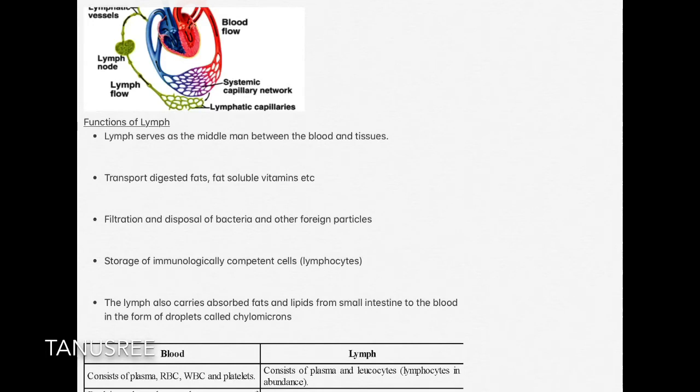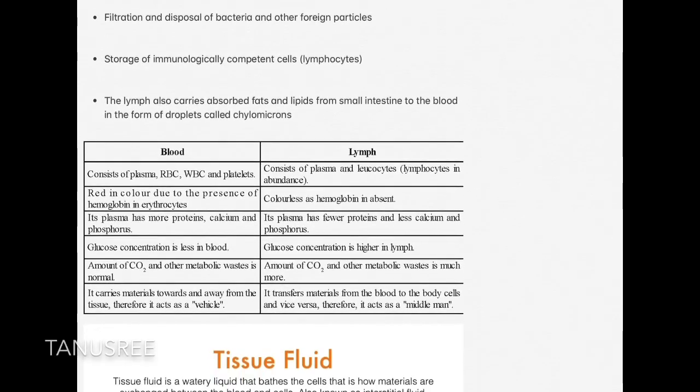It transports digested fat-soluble vitamins through lacteals. It also filters and disposes of bacteria and other foreign particles. It stores immunologically competent cells, that is the lymphocytes, within its nodes. The largest lymphatic gland is the spleen, which we will also be discussing. The lymph also carries absorbed fat and lipids from the small intestine to the blood in the form of droplets called chylomicrons. So let us look into the differences between the blood and the lymph.